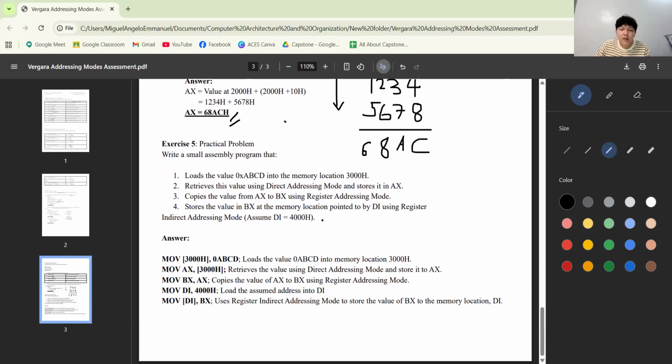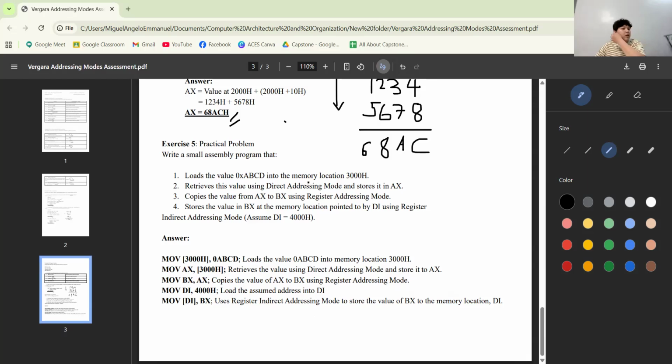For exercise number 5, practical problem. Write a small assembly program that, number 1, loads the value of 0xABCD into the memory location 3000H. Number 2, retrieves this value using direct addressing mode and stores it in AX. 3, copies the value from AX to BX using register addressing mode. And lastly, number 4, stores the value in BX at the memory location pointed to by DI using register indirect addressing mode, which assumes that DI is equal to 4000H.